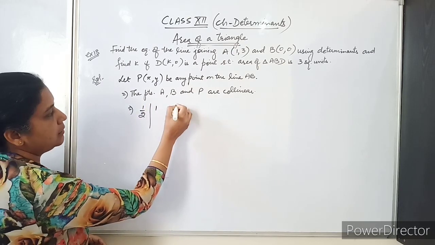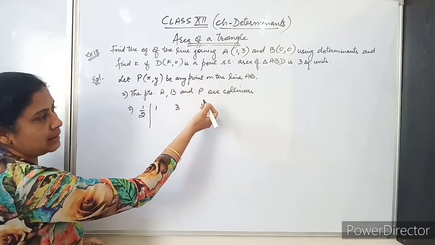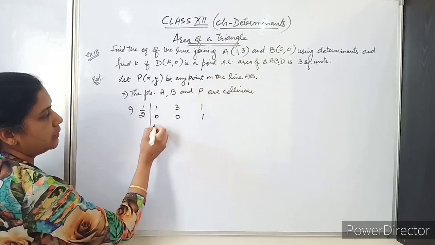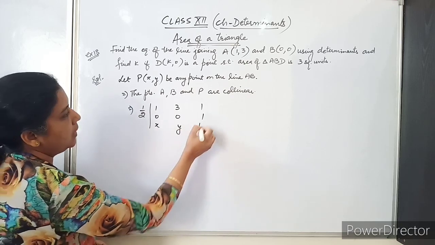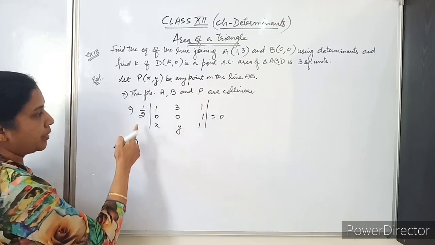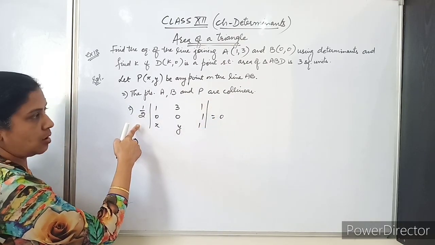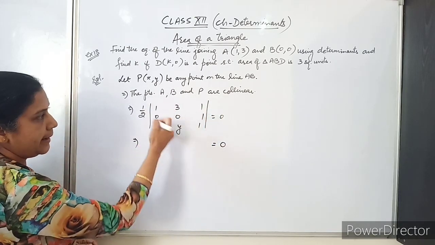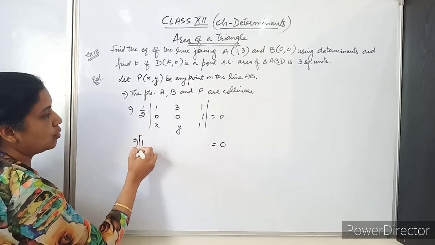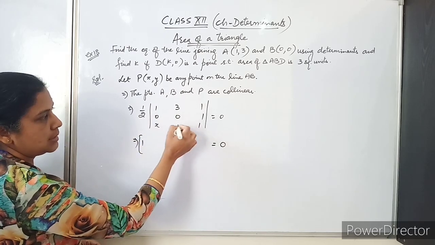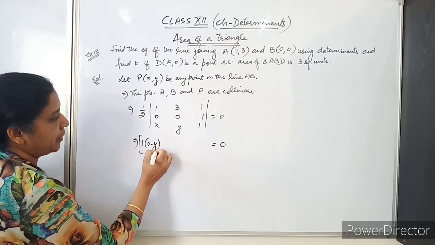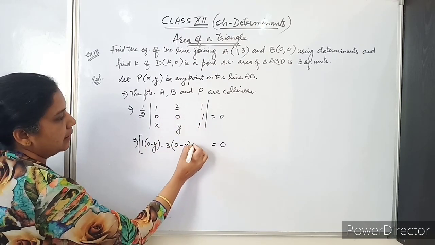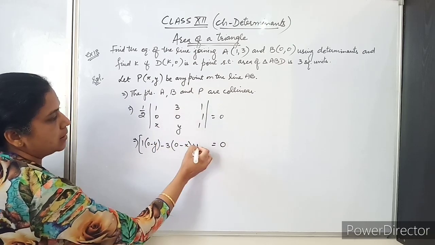So half of the determinant of A, 1, 3, 1 in the first row, with 1 last as the constant, B, 0, 0, 1, and then the vertex of P, x, y, 1 should be 0. This 2 is a common denominator, goes into cross multiplication, 0 into 2, 0. And here I am going to expand the determinant through R1. 1 into 0 minus y, minus 3 into 0 minus x, plus 1 into 0 minus 0.